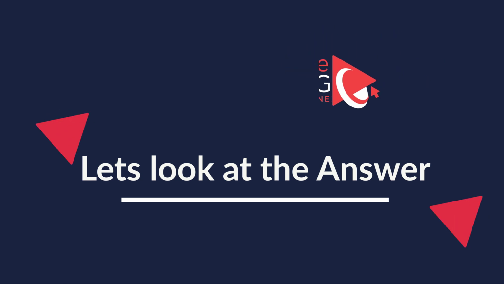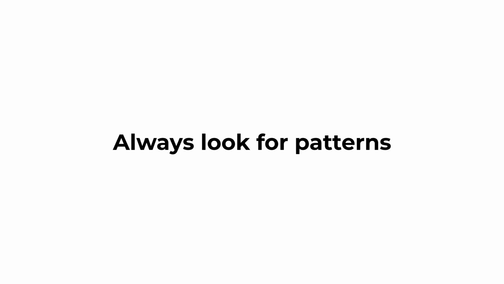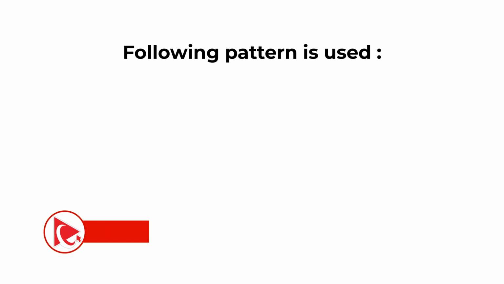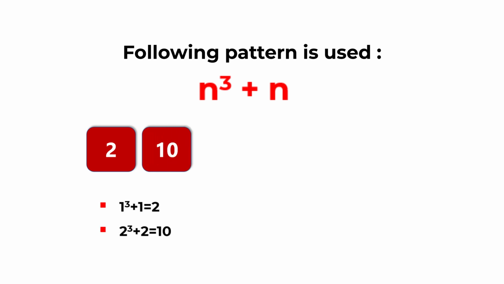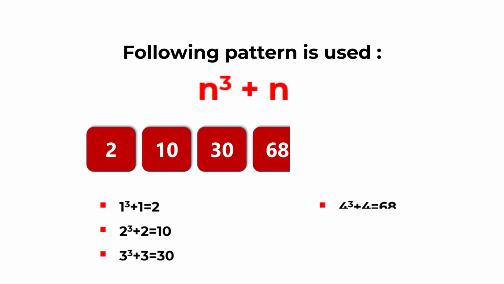When dealing with sequence questions, my recommendation to you is always look for patterns. And to determine the answer in this case, we need to use the pattern n cube plus n. So it starts with the first number, which was calculated as 1 cube plus 1 equals 2. Next number was calculated as 2 cube plus 2 equals 10. The following number was calculated as 3 cube plus 3 equals 30. Then 4 cube plus 4 equals 68.